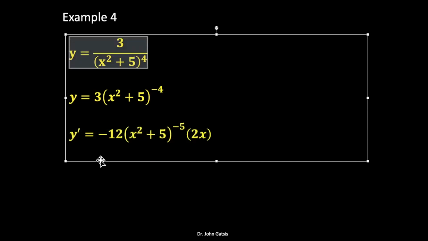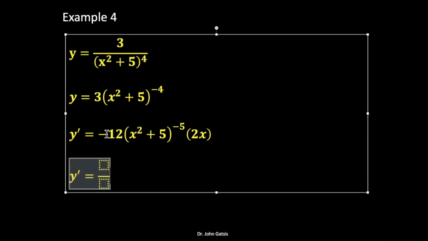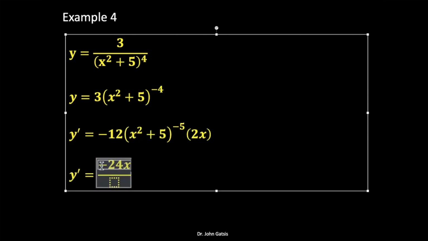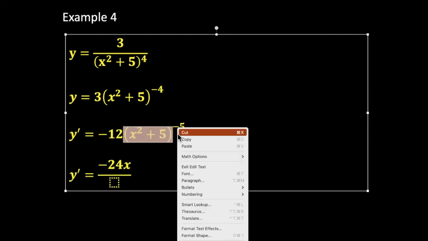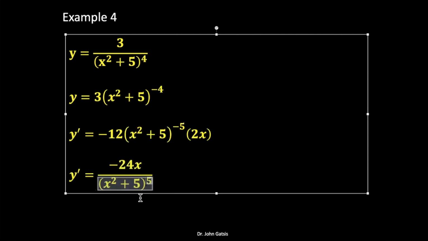Okay, so let's take a look here in this final step, see if we can do this all in a compact way. I'll do negative 12 times 2x, so that's negative 24x. And then this quantity here, I'll bring it down to the denominator and make the exponent positive. And there you have it.